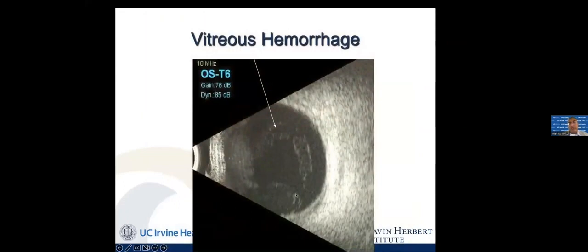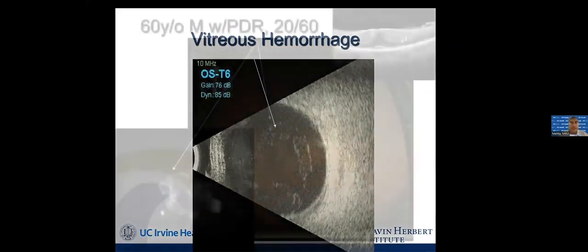So this is an ultrasound of the same patient's eye. You can see this white stuff here in the back. This is the ultrasound showing the blood. If it was a movie, you'd be able to see this swirling around in the eye. And this is what a vitreous hemorrhage looks like. We look at this because sometimes we can't see through the blood. So we want to make sure the retina underneath it is attached.